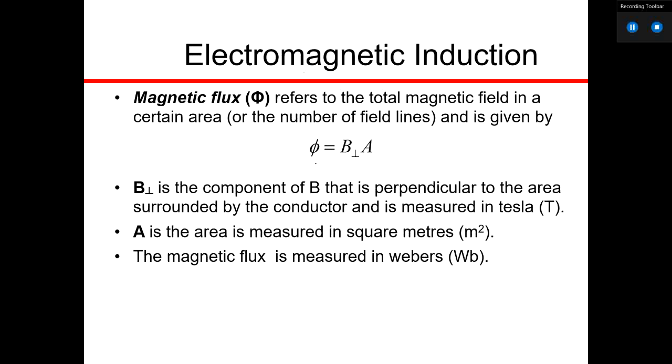This symbol is the Greek letter phi. Phi is equal to B perpendicular times A. B perpendicular is the component of the magnetic field that is perpendicular to the area surrounded by the conductor, and it's measured in Tesla, just like any magnetic field. We're not going to study fields at angles here, but if we were, we would add in the cosine term to figure out the perpendicular component. A is the area in square meters, and magnetic flux, phi, is measured in what we call Webers, or Wb for short.